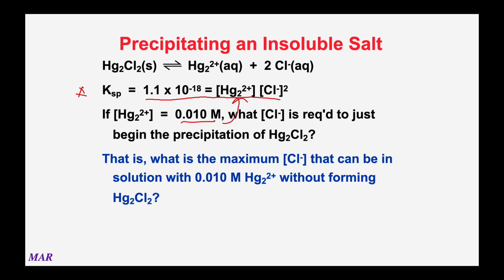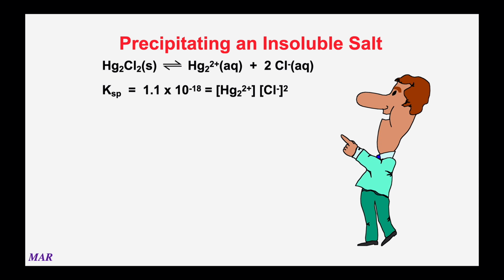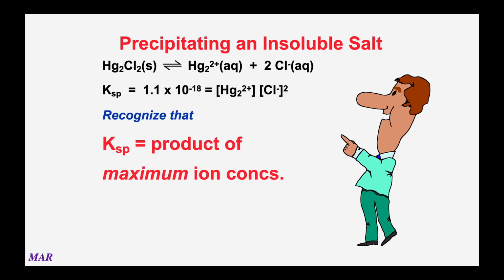This number goes right there. We've got KSP. We're going to solve for chloride ion. It's going to be squared, so we have to take the square root, etc., etc. So let's do that. KSP, 1.1 times 10 to the minus 18th, the number you can look up, equals mercury ion times chloride ion squared. Mercury ion was the 0.010.